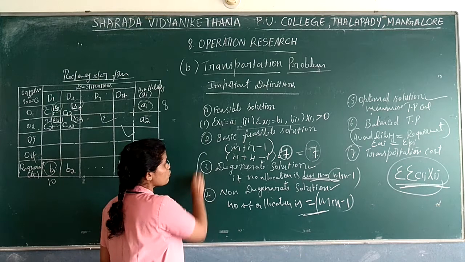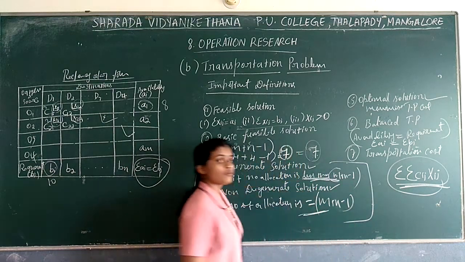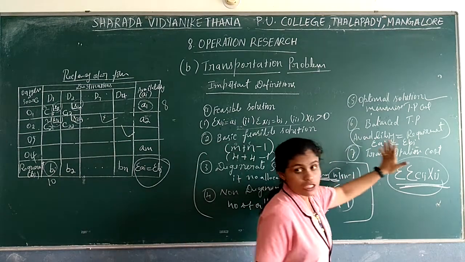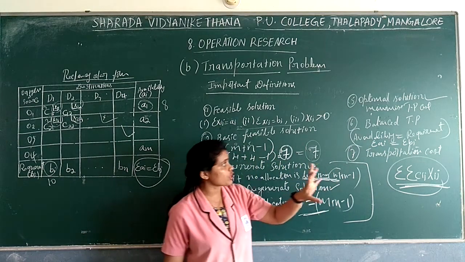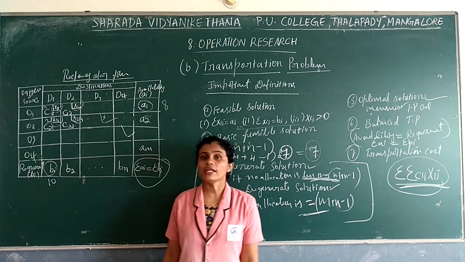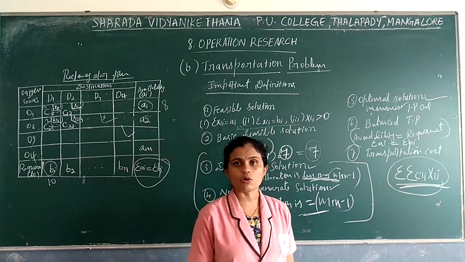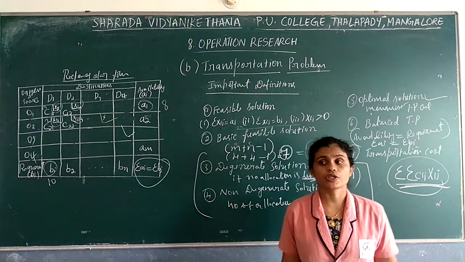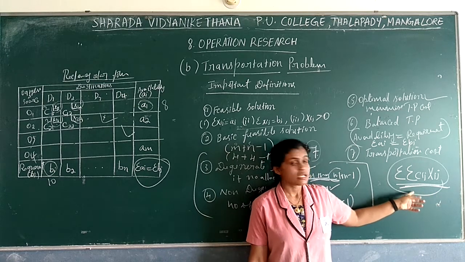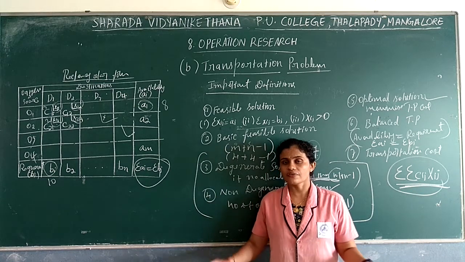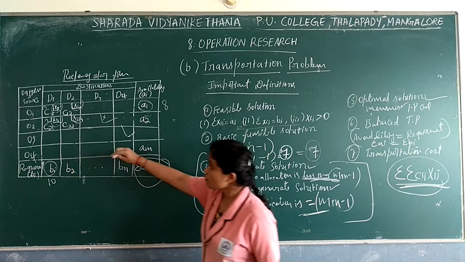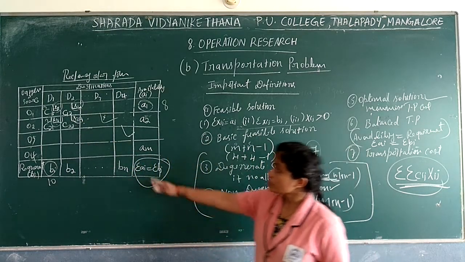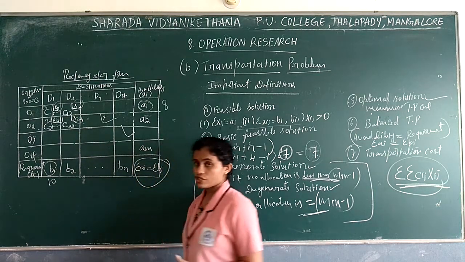See, these two terms we use in the problem, and also basic feasible solution. Now, next, an optimal solution is one that minimizes the transportation cost. Balanced means when your availability is equal to requirement. Then the last one, transportation cost, where sigma Cij is obtained by multiplying the number of allocations with the cost.